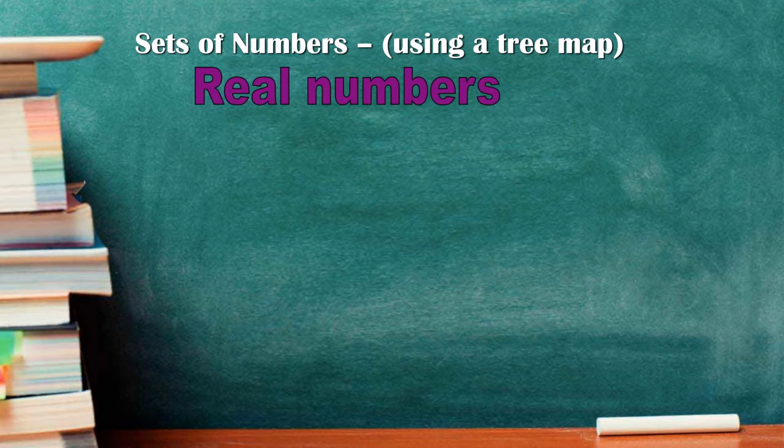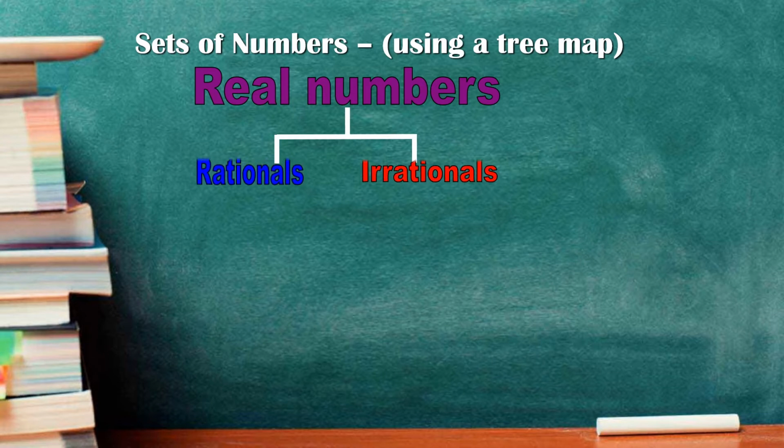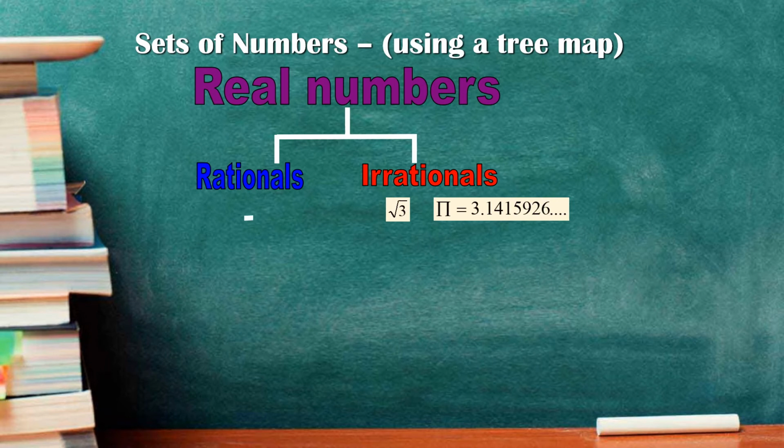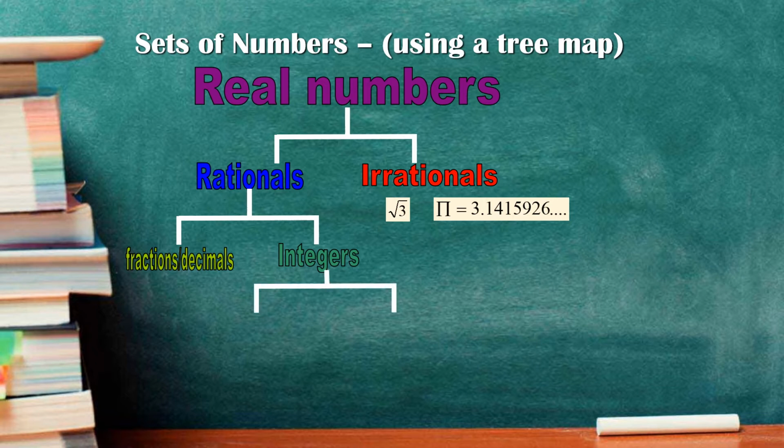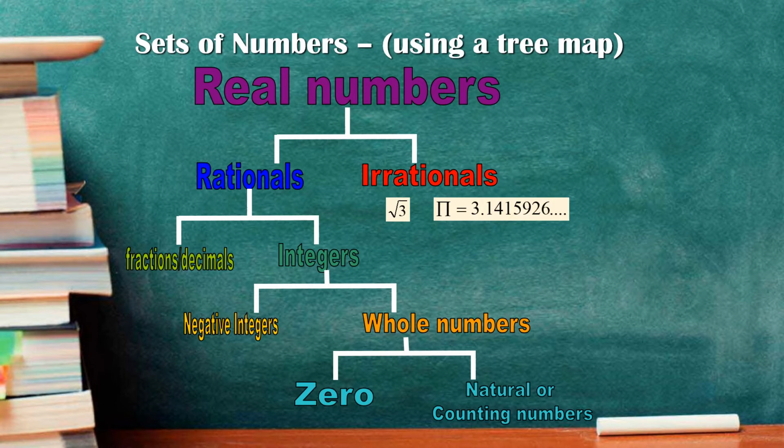Okay, so now these are the three maps of real numbers. Rational. Examples of rational: under rational are fractions, decimals, and integers. Then under integers, we have negative integers and whole numbers. And under the whole numbers, we have zero and natural or counting numbers. Okay?